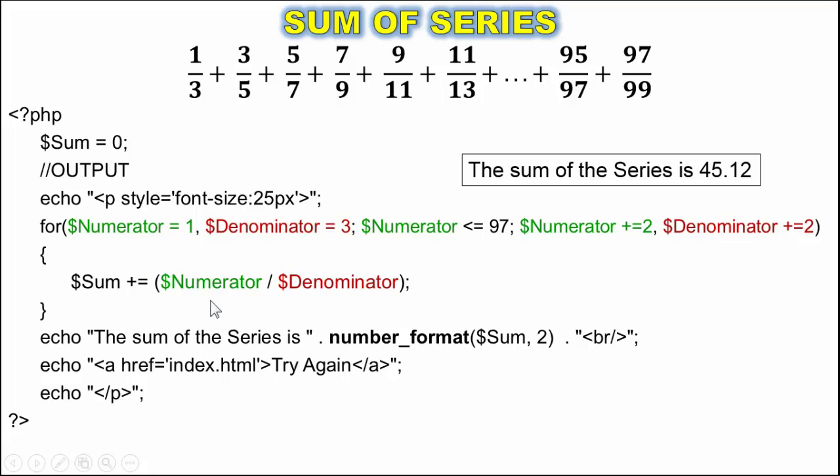And we need first to declare a variable $sum initialized to 0. It is very important that we initialize to 0, not 1, so that it will calculate the sum of these fractions. When we run this, the output will be: the sum of the series is 45.12.